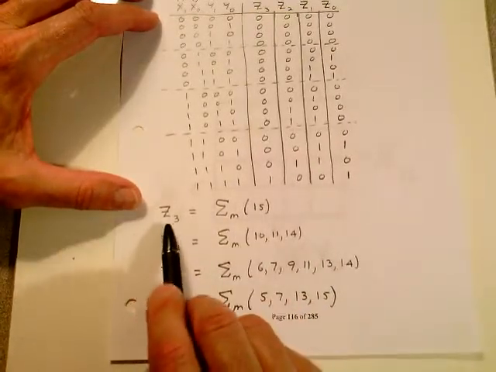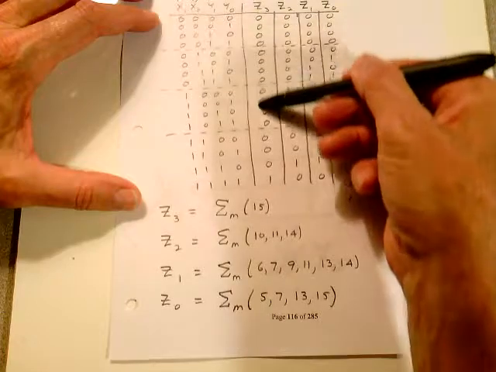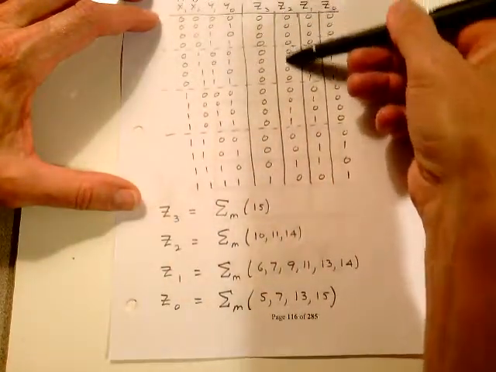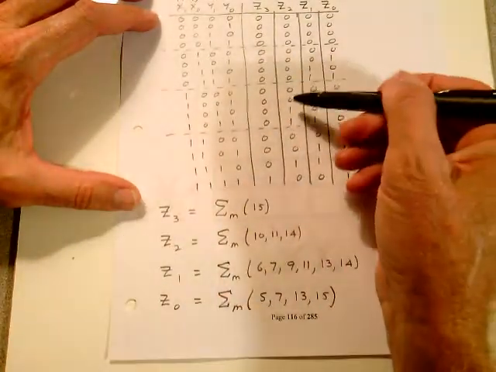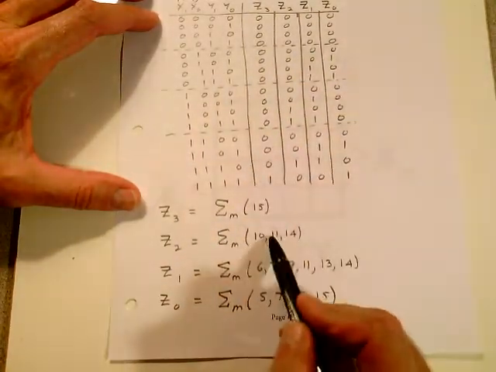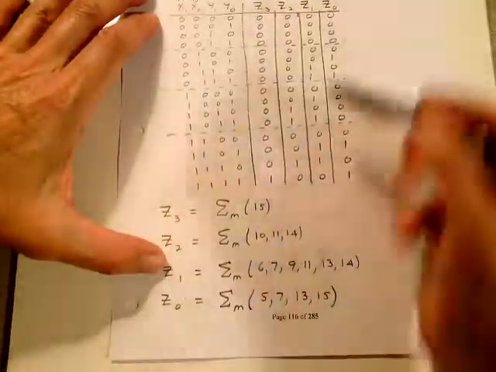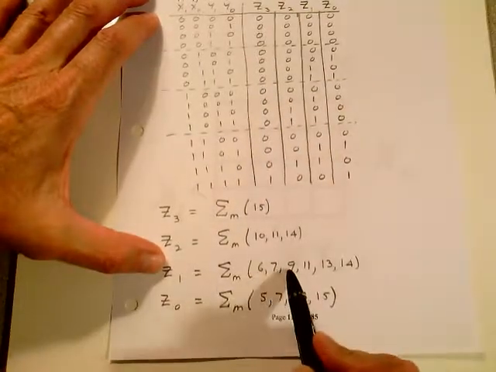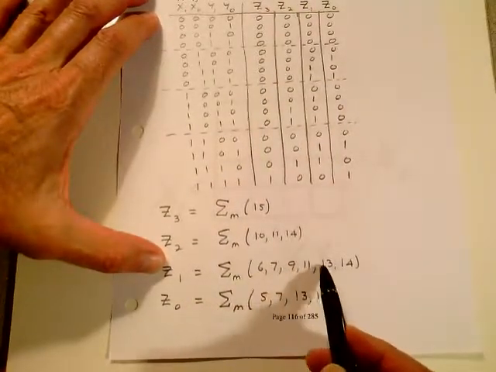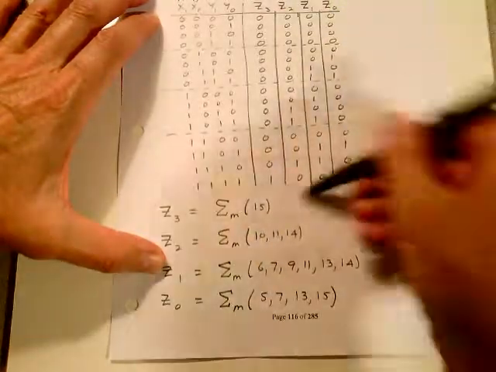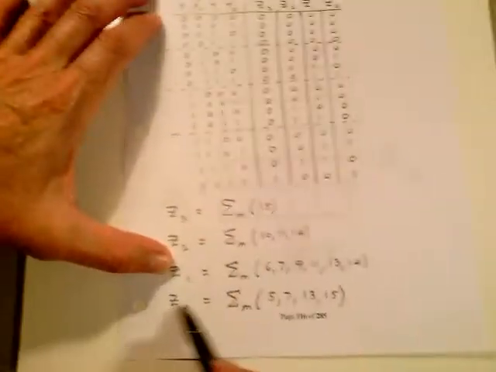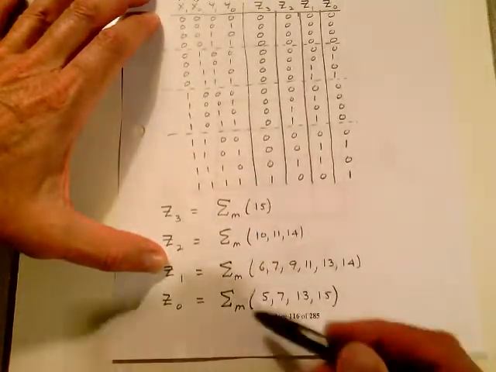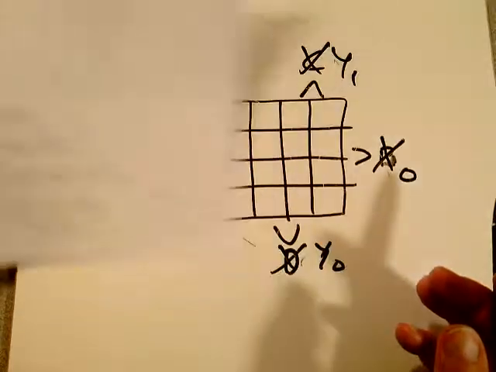minterm form here. Z3 is minterm 15. The other output, Z2, if you look down through here, is 10, 11, and 14. Z1, 1, 2, 3, 4, 5, 6 minterms. It's 6, 7, 9, 11, 13, and 14. And then Z0. It's like 4 separate problems. And there's your Z0. You use K-maps, and you reduce all of these, and then you form your logic circuit.